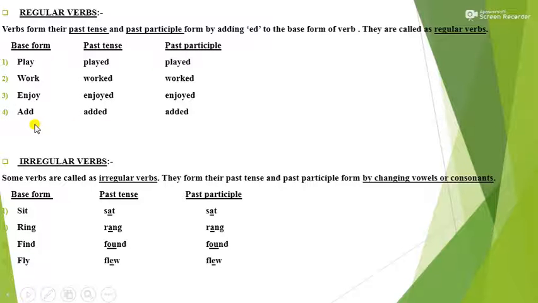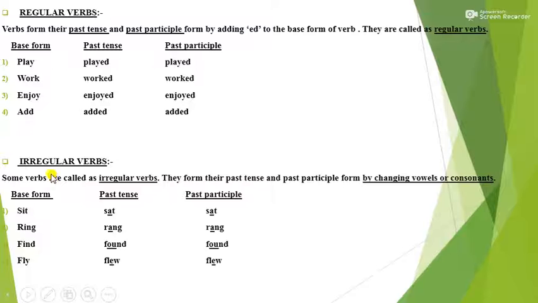Fourth, add, added, added. So children, you can see the verb when it carries ed along with it, it forms past tense and past participle form. They are known as regular verbs.